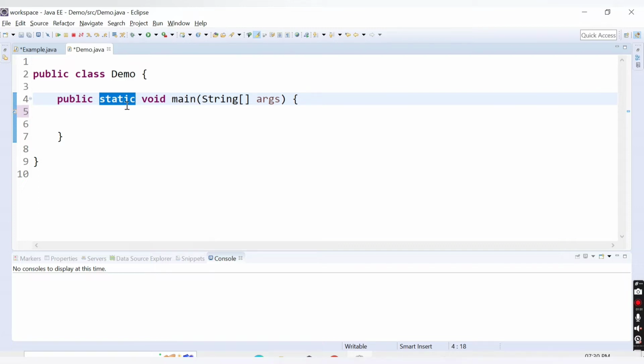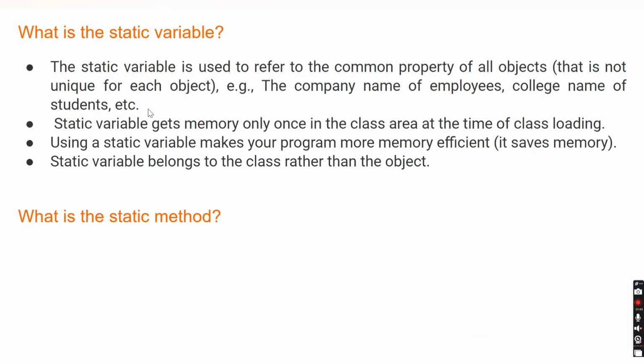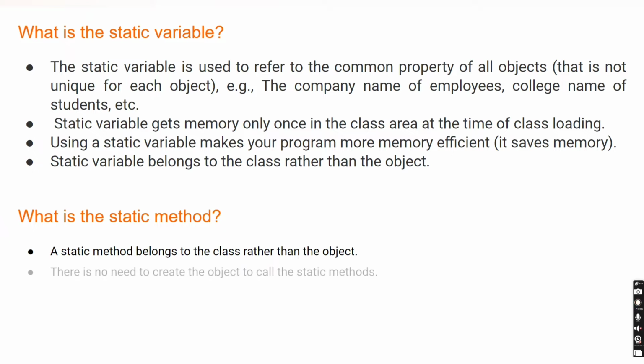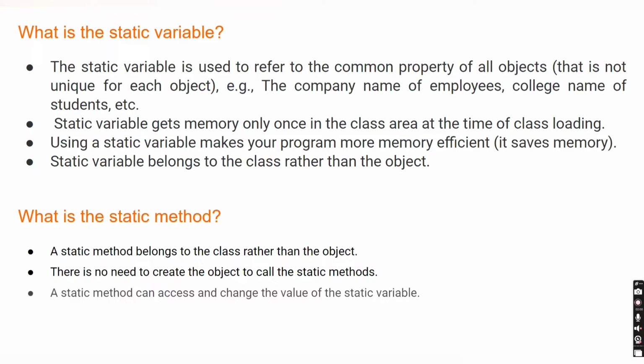The main use of making the method static is that whenever you need to call the method, you don't need to create the object of the class. The static method can be called directly with the help of the class name. So let's understand the theory of the static method. A static method belongs to the class rather than the object, so there is no need to create the object to call the static method. We can directly access it by the class name.